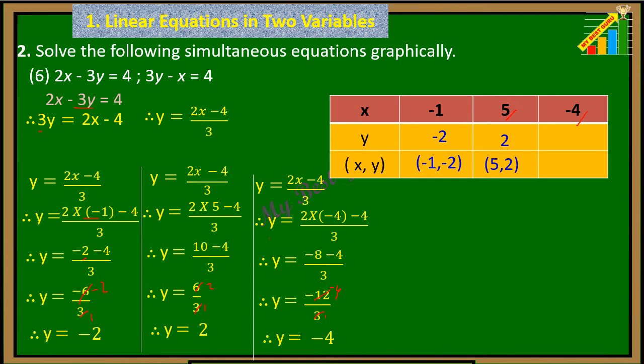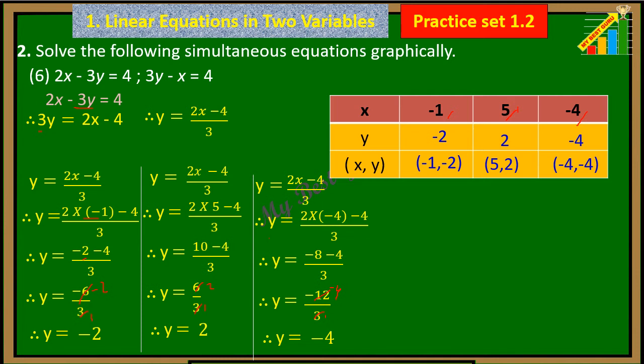Now as you put the value of x as minus 1, you will get y as minus 2. So the coordinates are minus 1 comma minus 2. When you put the value of x as 5, you will get the value of y as 2. So the coordinates are 5 comma 2. And when you put the value of x as minus 4, you will get the value of y as minus 4.